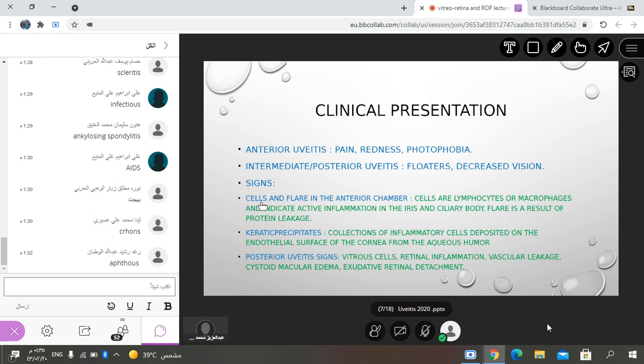And that's why we'll see cells and flare in the anterior chamber. Keratic precipitates are a collection of inflammatory cells deposited on the endothelial surface of the cornea from the aqueous humor. Posterior uveitis signs include vitreous cells, retinal inflammation, vascular leakage, cystoid macular edema, exudation. These all, it's too much for you, I think. You have to know there are certain signs that are present in the anterior as well as in the posterior segment.